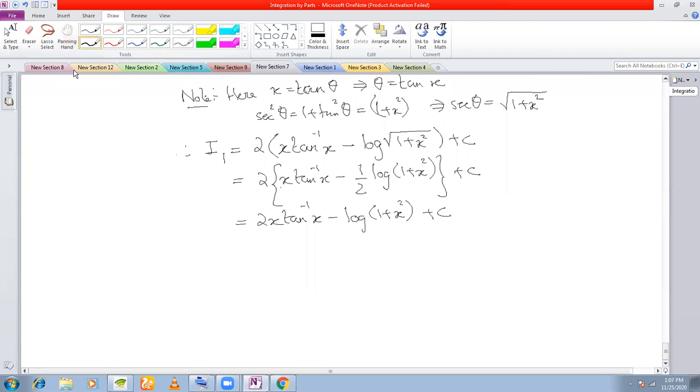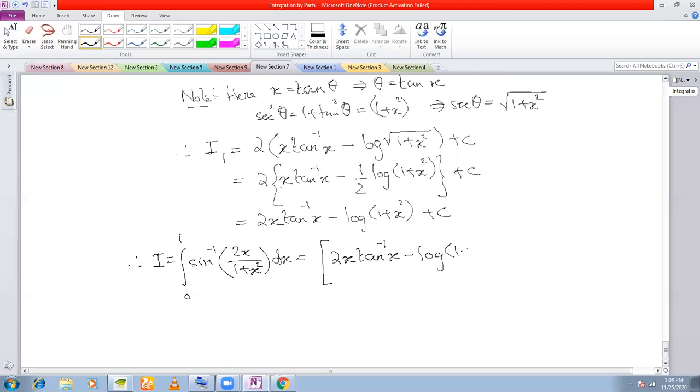Now we had to evaluate a definite integral, so let us go back to the definite integral. What was I? Therefore I is equal to the integral from 0 to 1 of sin inverse 2x by 1 plus x square dx. And we have evaluated the indefinite integral as 2x tan inverse x minus log 1 plus x square. You don't need to write the constant of integration, or you can write it also, no problem, because in the case of a definite integral the constant cancels.